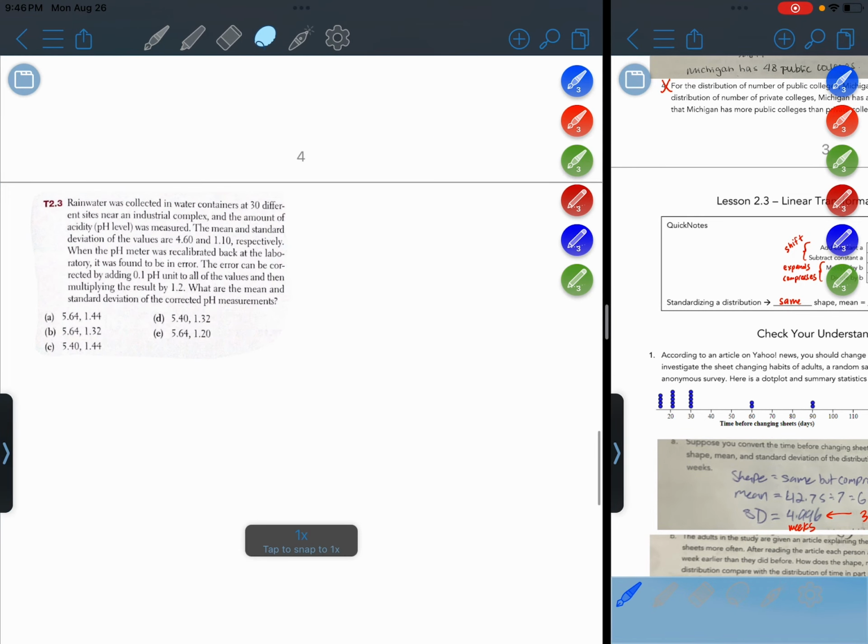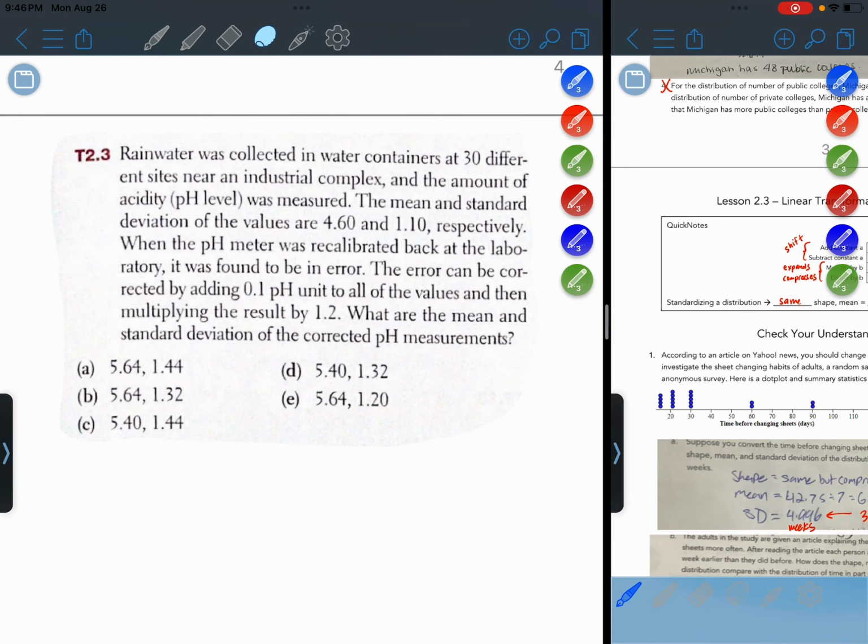Right, T2.3. Rainwater was collected in water containers at 30 different sites near an industrial complex, and the amount of acidity, pH level, was measured. The mean and standard deviation of the values are 4.60 and 1.10 respectively.